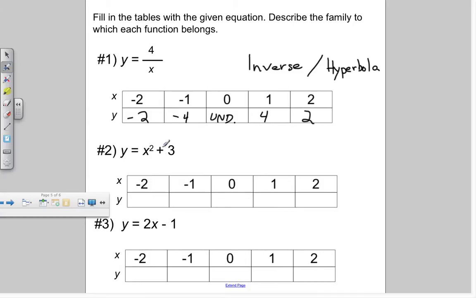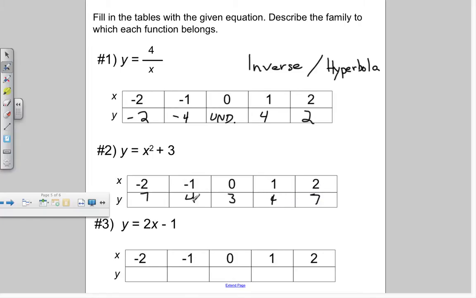There are some big clues here. We could figure out what the y values are. Okay, so 2 squared plus 3, that gives me 4 plus 3 or 7. Negative 1 squared plus 3, that gives me 1 plus 3, 4. 0 squared plus 3, that gives me 3. 1 squared plus 3, that gives me 4. 2 squared plus 3, that gives me 7.